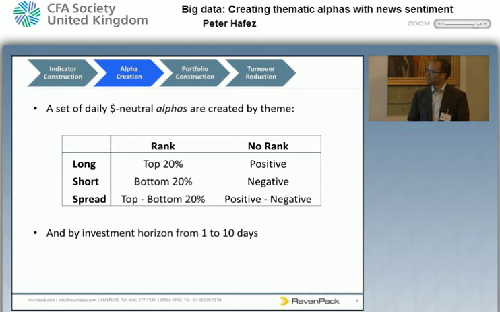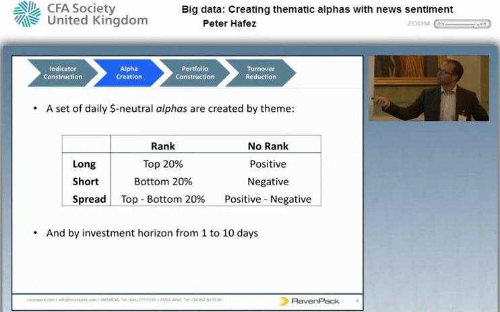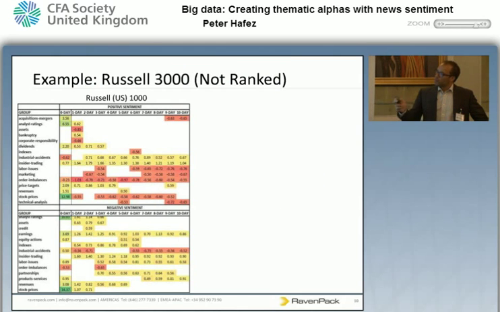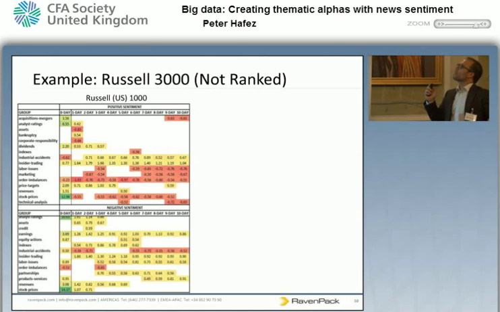Let's say we focus on the spread, and we will have one with a 1-day investment horizon, 2-day investment horizon, 3-day investment horizon, up to 10-day investment horizons. So we create multiple alphas within each theme and within each rank, no rank, and so on. So we end up with a large number of alphas.